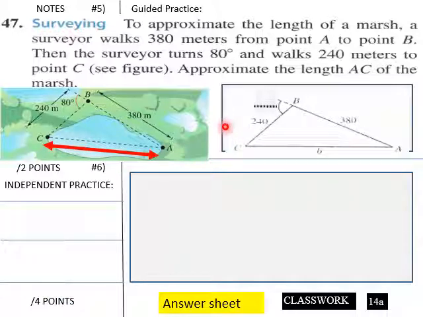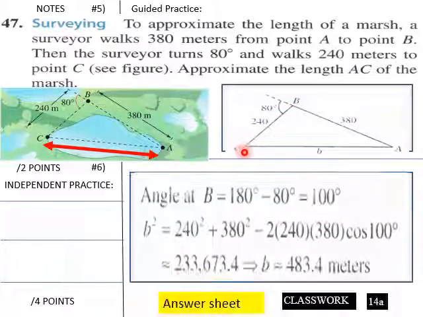So to do that, we can make a triangle here. Here's our 80 degrees that we turn. We have a straight line, and then we make a turn here 80 degrees from that straight line. Then we walk over to C.